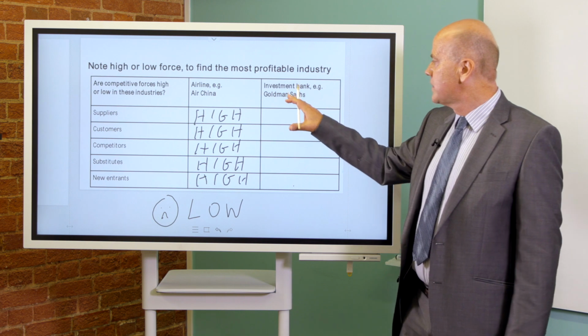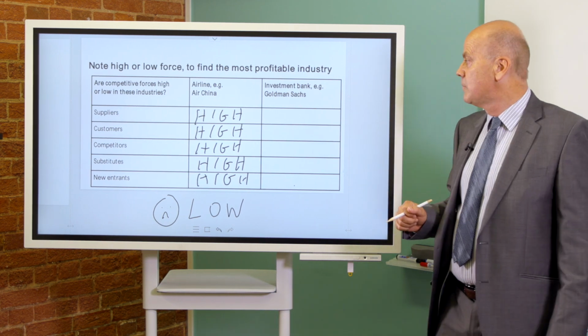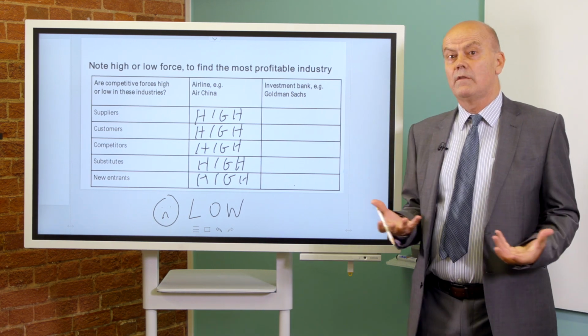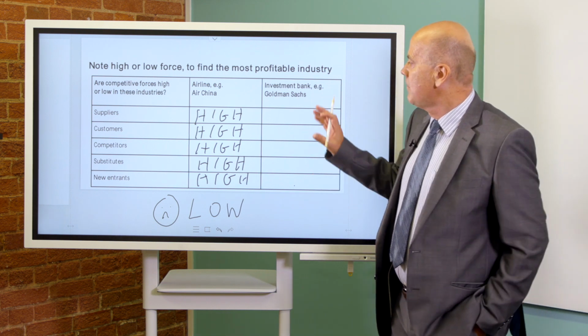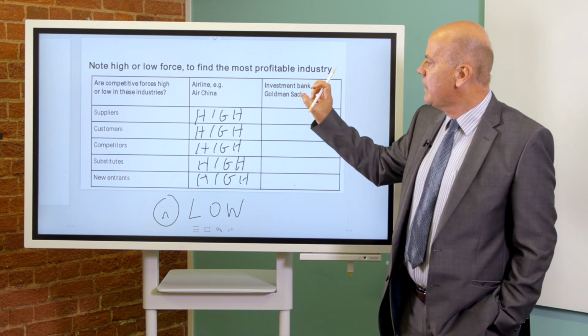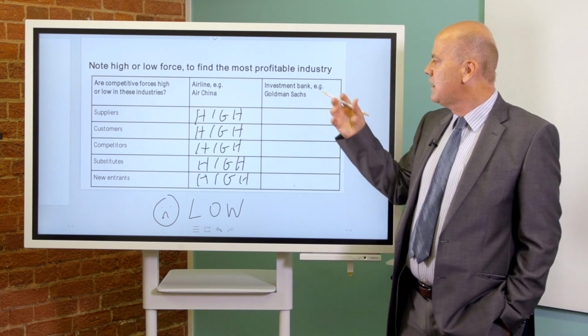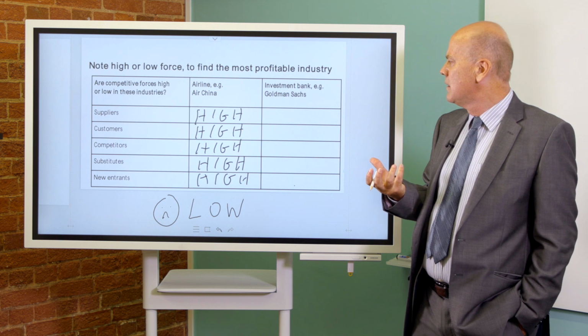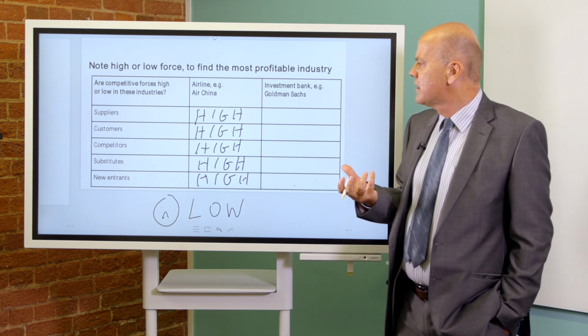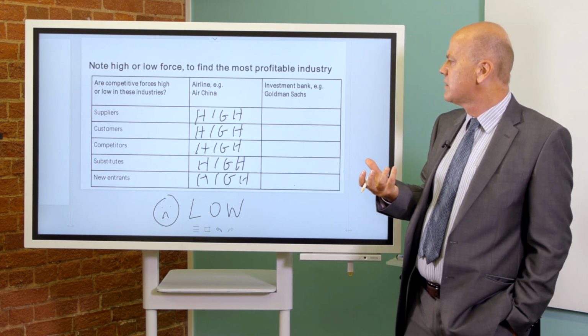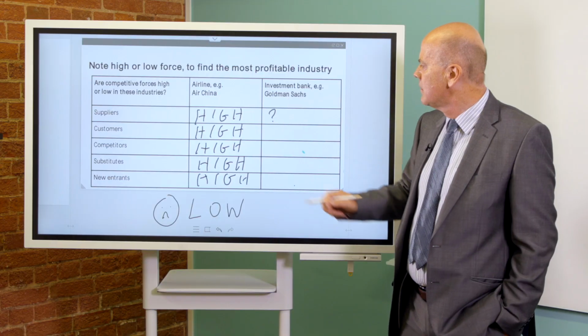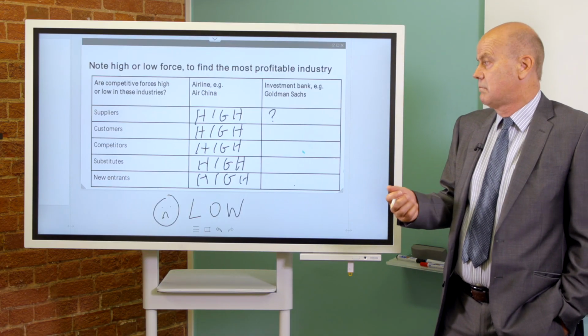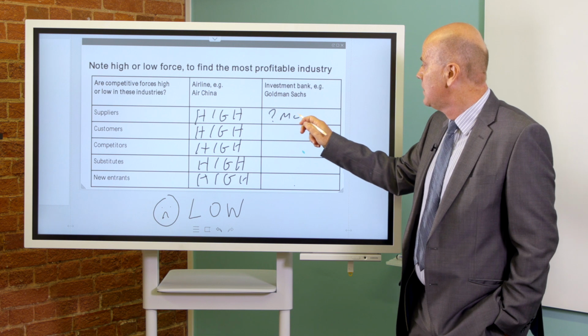Right, let's try Goldman Sachs. They're a very well-known investment bank in America and around the world. They don't really make anything. They have staff that do work, if you like. So would you say the competition for staff is high or low? Do you reckon? I'm not sure. Maybe medium? Yeah, probably. Let's do medium.